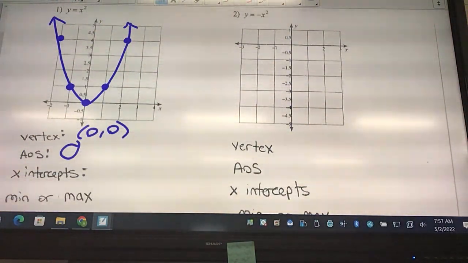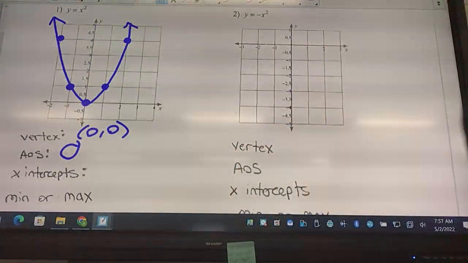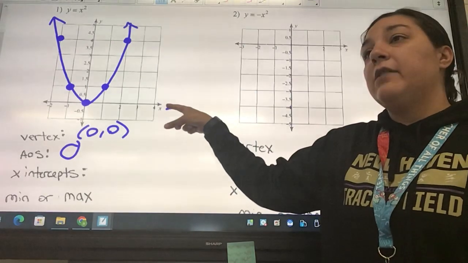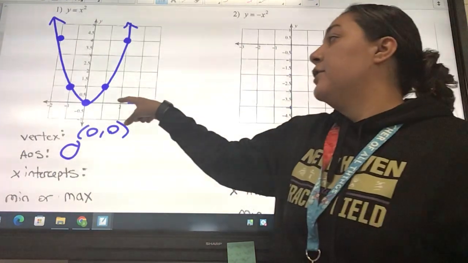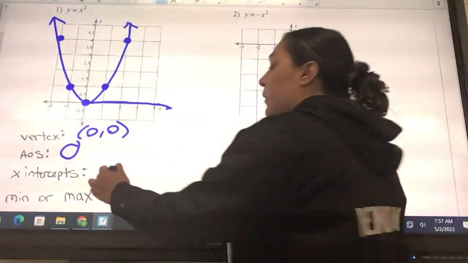Okay, X-intercepts, what that's saying is, does it intercept, AKA, does it touch or cross the X line? Okay, well, right here is the X line. Does it touch it anywhere? Look at it, follow it over. Does it touch it? Yeah, where? At 0.